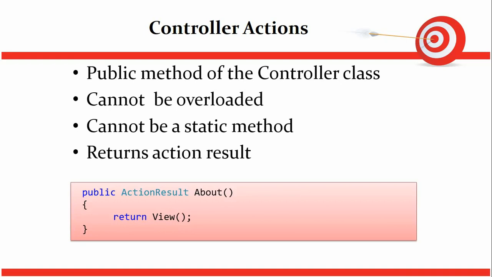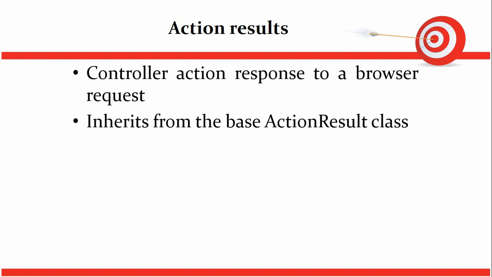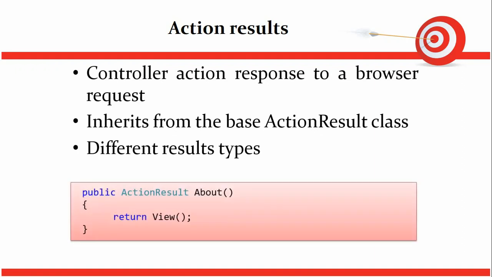Do not forget the way in which the controller methods are going to return. It should always be public, because anybody can access the request; the URL should be accessible. A controller action responds to a browser's request. It inherits from the base ActionResult class. Different result types are expected. Sometimes it will call the model, sometimes the view, but either way it has to render some output to the user. Please remember that: return view without fail.